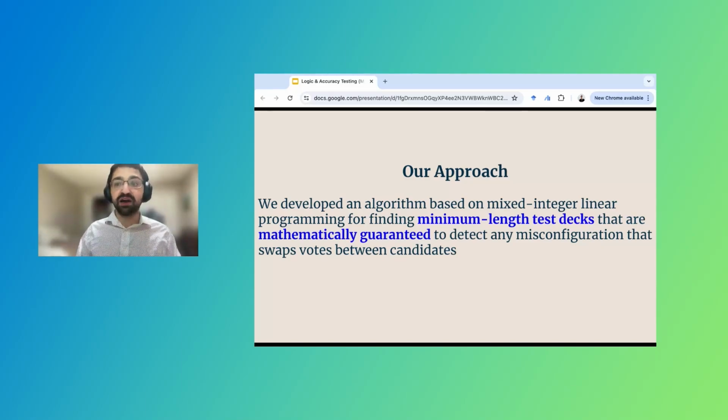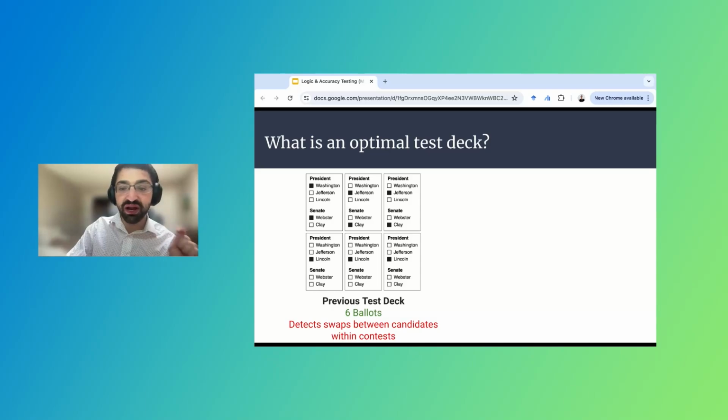It'll detect it either because the misconfiguration would cause a swap of candidates with different numbers of votes, or because the misconfiguration would cause an overvote in at least one contest in at least one ballot. And out of all test decks with this mathematical property, our algorithm outputs a test deck with the fewest number of ballots in order to ensure practicality. Before getting into the technical part of the talk, let me show you what the output of our algorithm looks like.